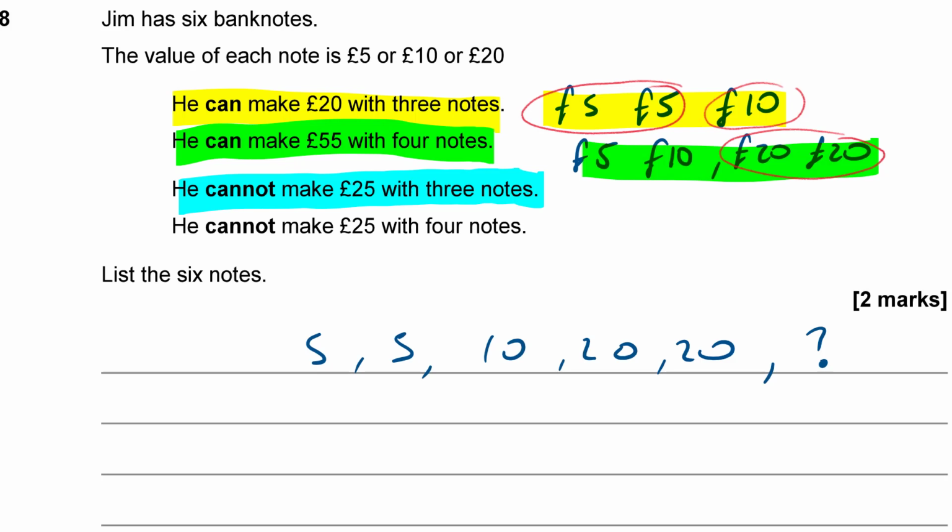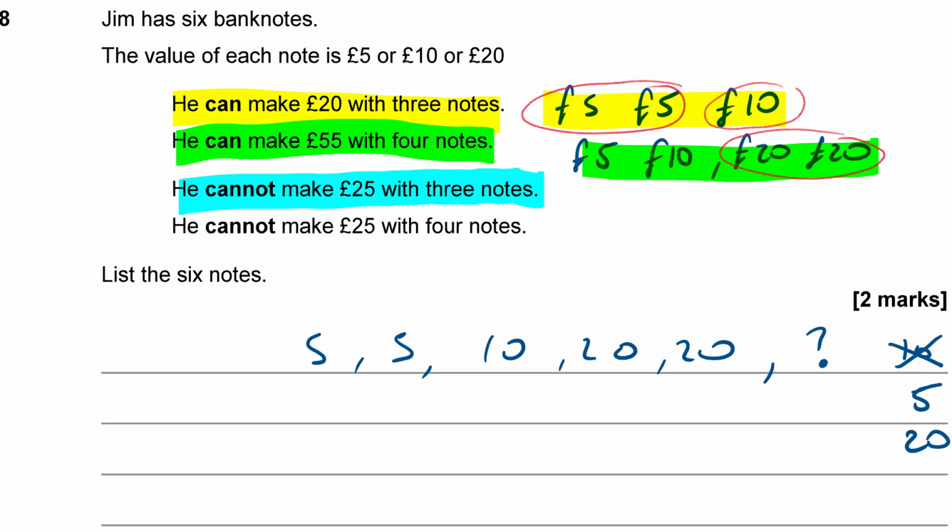So if I had £10, £5, that means I can't have another £10 then, doesn't it? Because if I did have another £10, then I could have a £10, a £10, and a £5, making £25. So my mystery note is not a 10, which means it's either a 5 or a 20 then, isn't it? So he cannot make £25 with 4 notes.